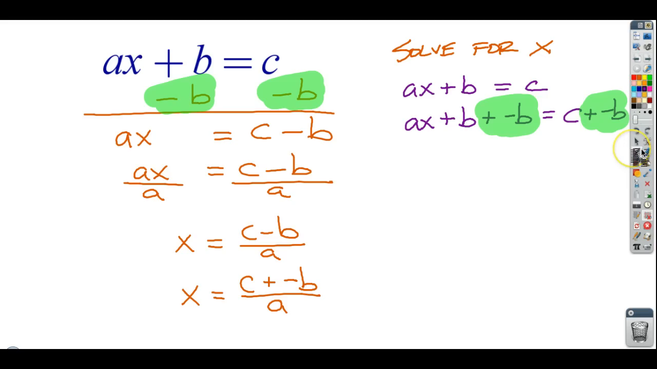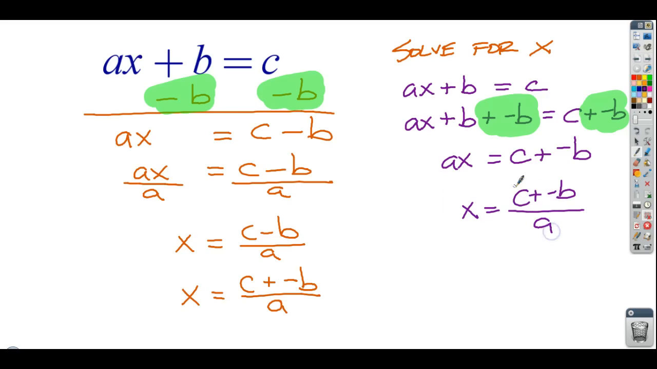And then what you can do is say, AX plus B plus the opposite of B, well, that just turns into AX. And then I have C plus negative B. Again, divide by A, and you end up with C plus negative B over A. And if it helps you, you might want to put those in parentheses.